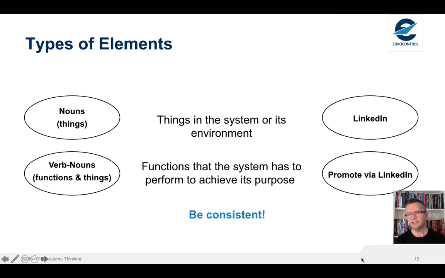Another way that some people do system maps is by combining verbs and nouns, or functions and things. So functions that the system has to perform to achieve its purpose. So in this sense, I might write promote via LinkedIn. This could be useful as a way of doing a very early task analysis, but on its own it's not sufficient. So it could be useful to perform this analysis using verbs and nouns, but then convert what you get into some kind of perhaps hierarchical task analysis, if that's what you want to do. Whichever way you choose, it's important to be consistent, and I tend to stick to just nouns as system elements.